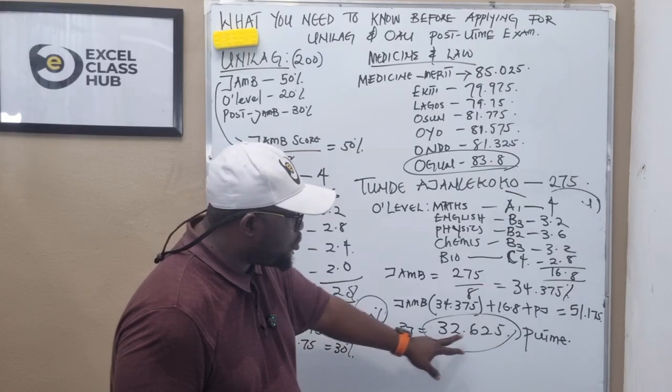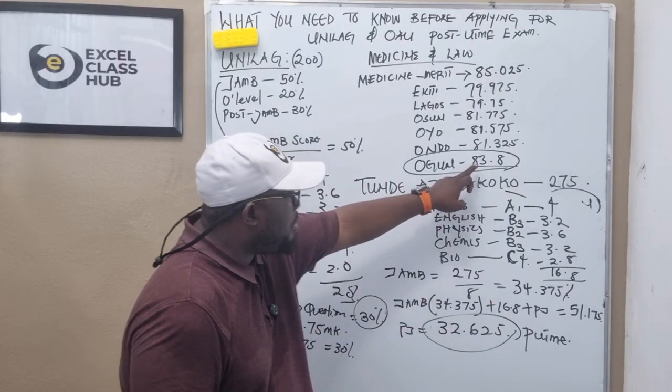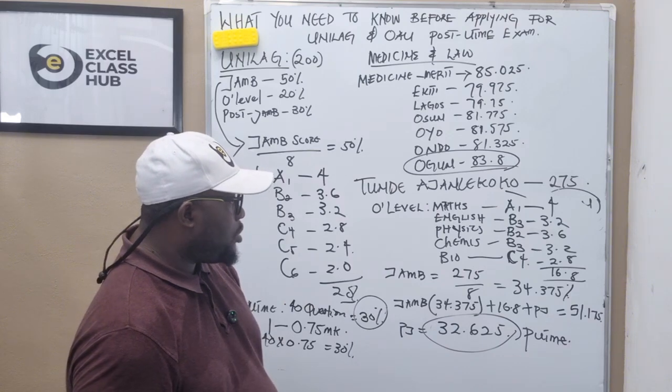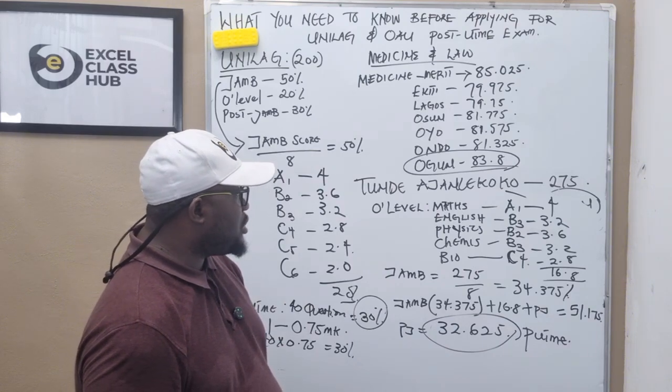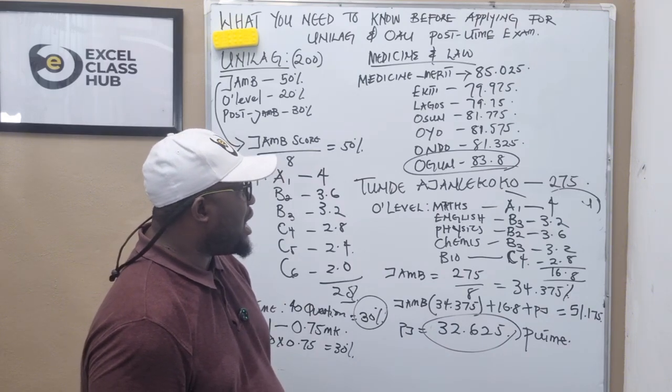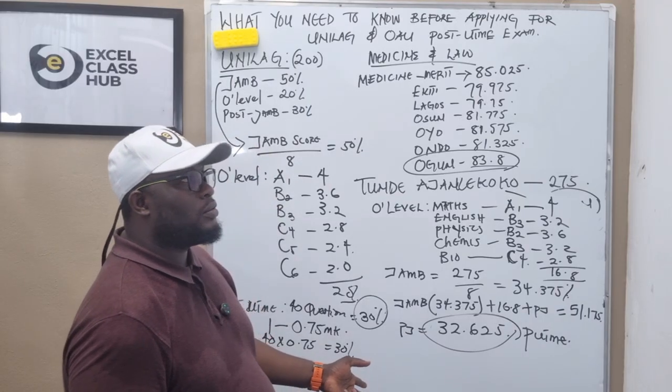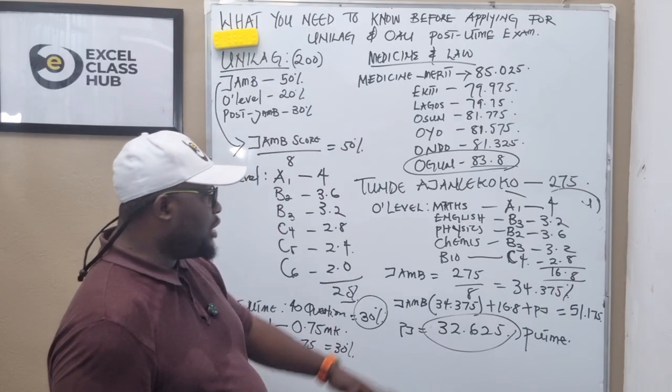This score now disqualifies him from studying medicine, because your post-JAMB overall is 30%, and he is looking for 32 points to meet up this aggregate. So it's not possible. So Mr. Tunde Ajanle Koko will have to change his course.